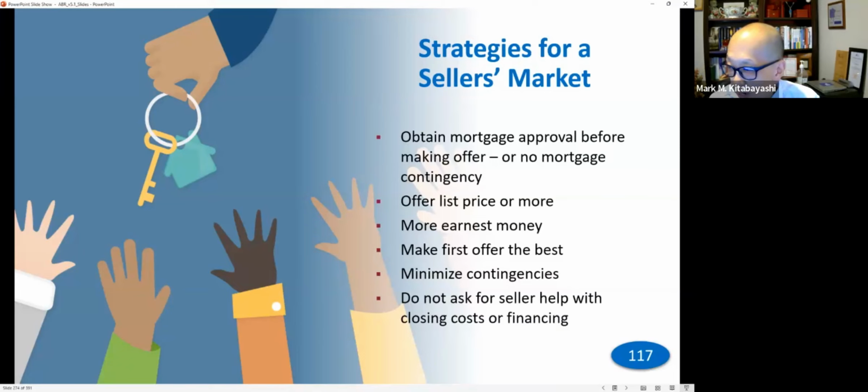If it's a seller's market, you have to be ready with everything. Offer list price or more potentially. In a very hot market about a year and a half ago, in my market, it was average that people were paying about 110% of list price. So a house is listed at $800,000, people are paying $880,000 to buy the property. That was average.